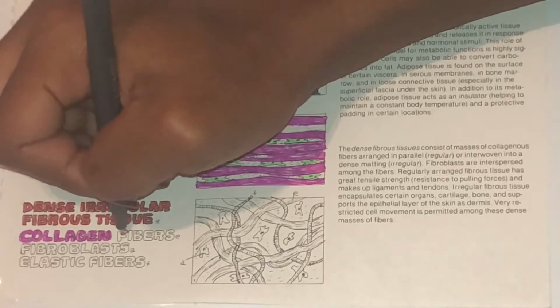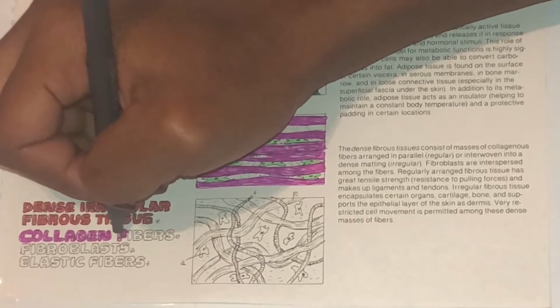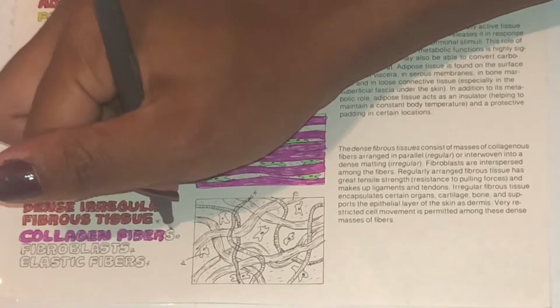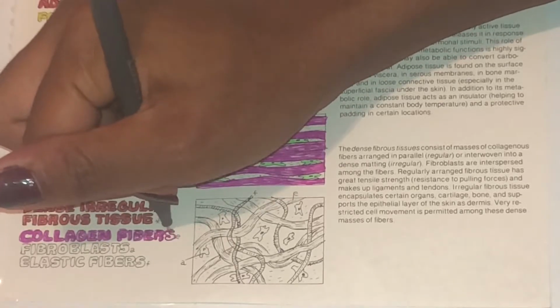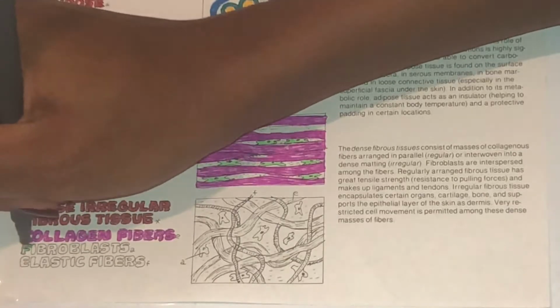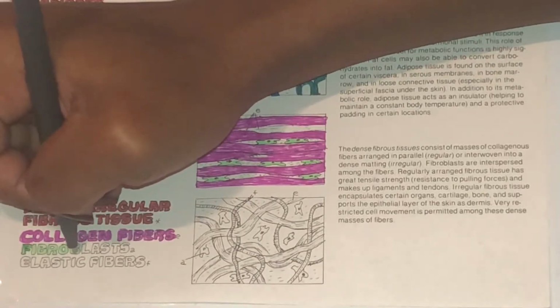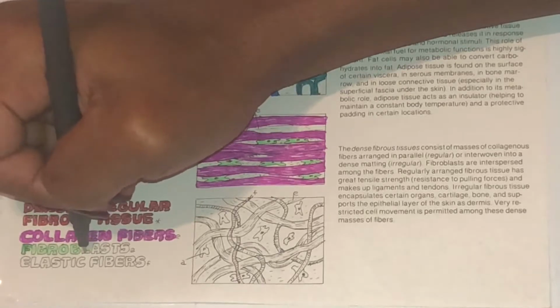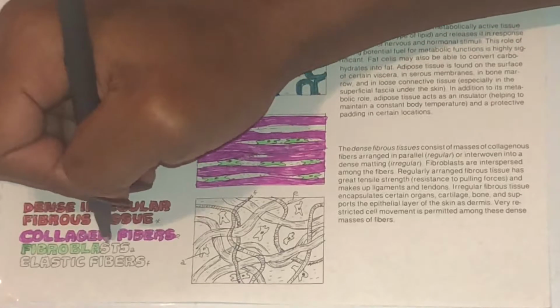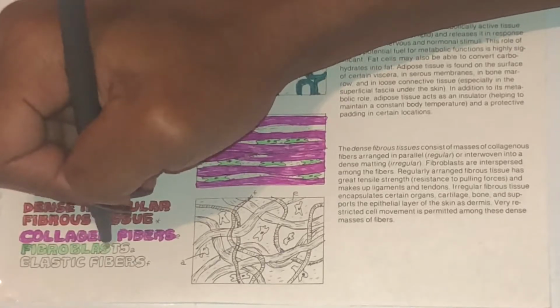So that makes sense. We're going to go ahead and color in the collagen fibers, pink, magenta. The fibroblasts will be in that same seafoam green color.